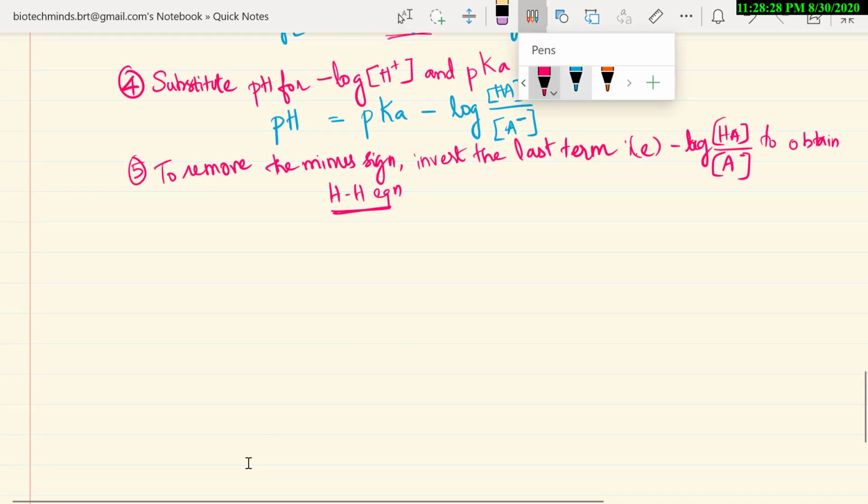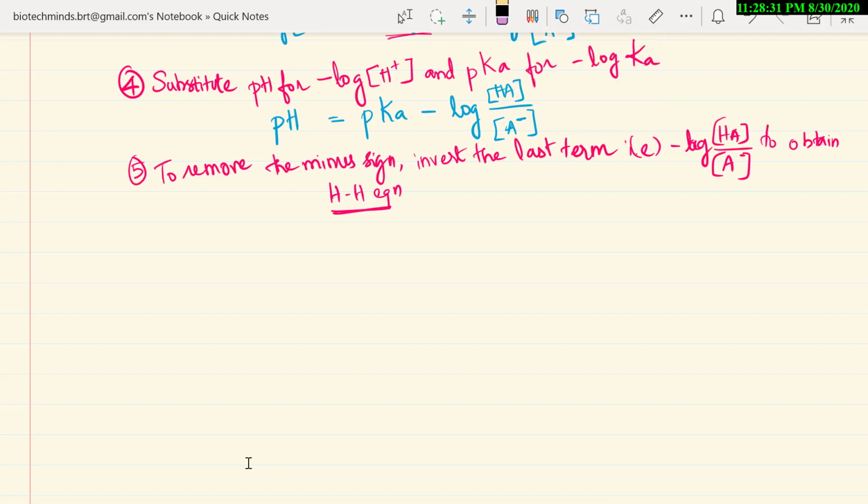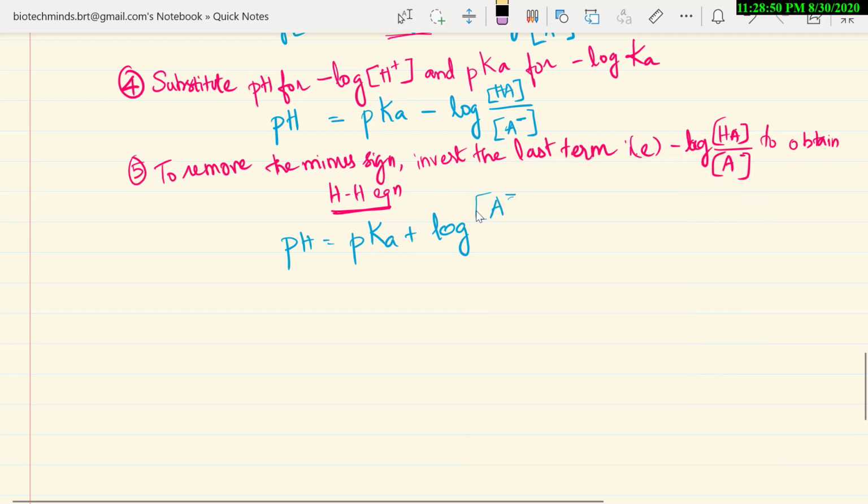So again, pH equal to pKa plus log of A minus, that is conjugate base. I think I have to adapt to this digital writing. It will take me another few more classes, then only I can come into the form.